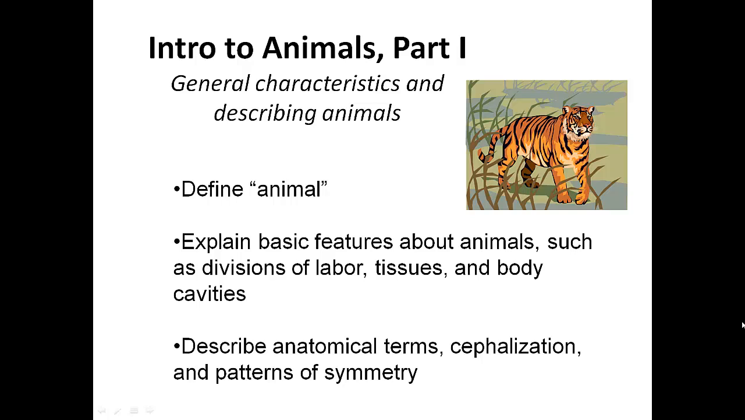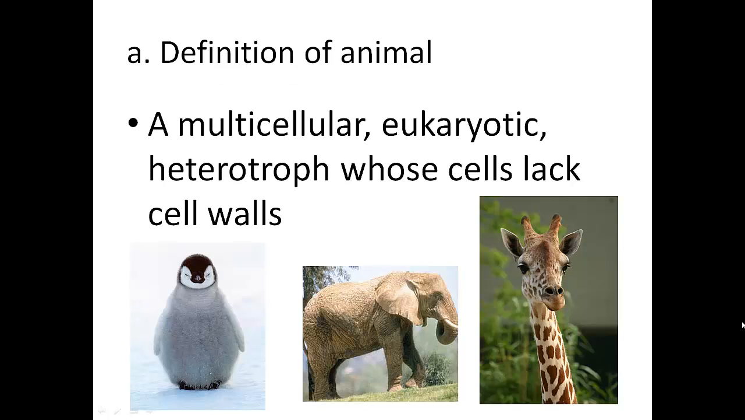We are now going to study animals, and we're going to break the introduction to animals into two parts. First, we're going to come up with a definition that describes all animals, and then we're going to talk about the basic features of animals: divisions of labor, body tissues, body cavities, anatomical terms, cephalization, and patterns of symmetry. Things that unite all animals.